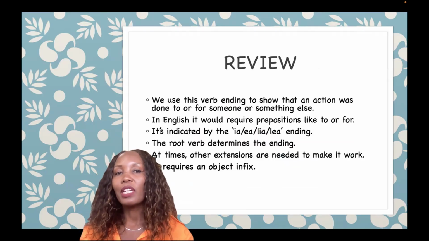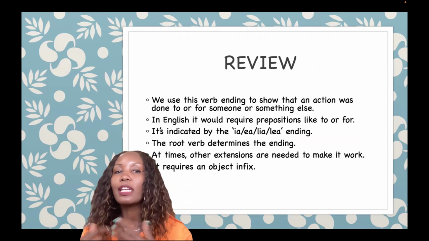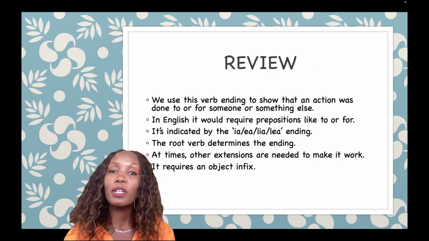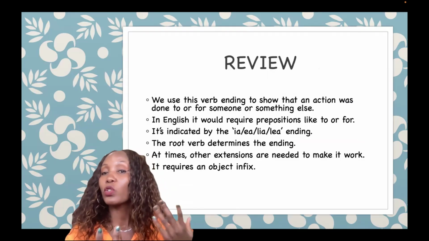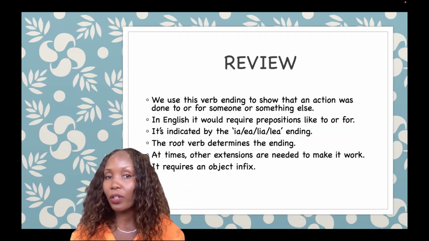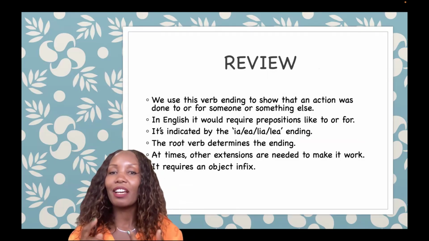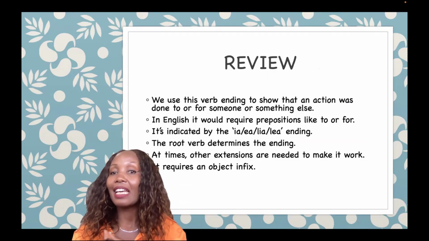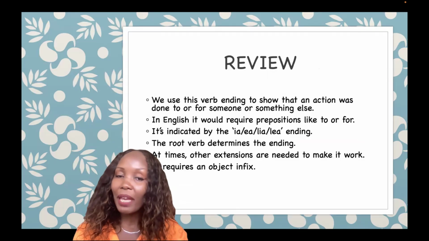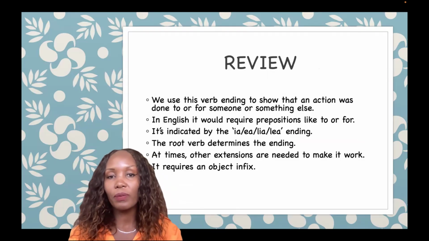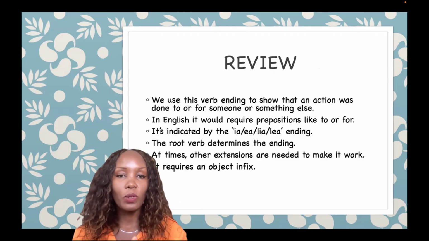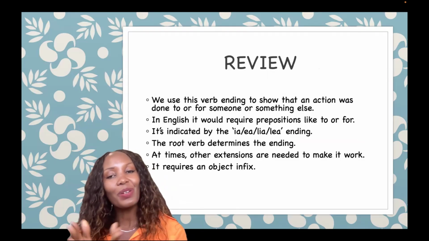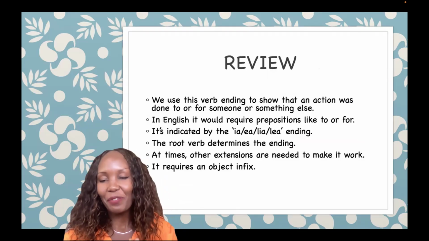So, in summary, we use this verb ending to show that an action was done to or for someone or something else. In English, it would require prepositions like to or for, and it's indicated by ia, ea, lia, or lea ending, depending on the root vowel. At times other extensions are needed to make it work, and it will always require an object infix.